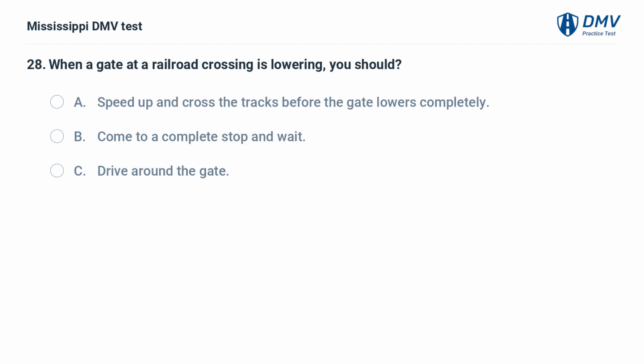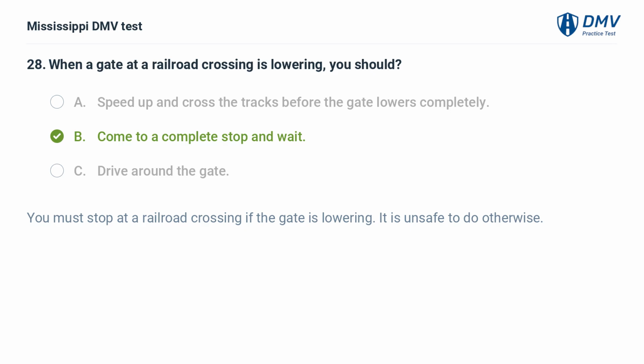When a gate at a railroad crossing is lowering, you should A. Speed up and cross the tracks before the gate lowers completely. B. Come to a complete stop and wait. C. Drive around the gate. B. Come to a complete stop and wait. You must stop at a railroad crossing if the gate is lowering. It is unsafe to do otherwise.